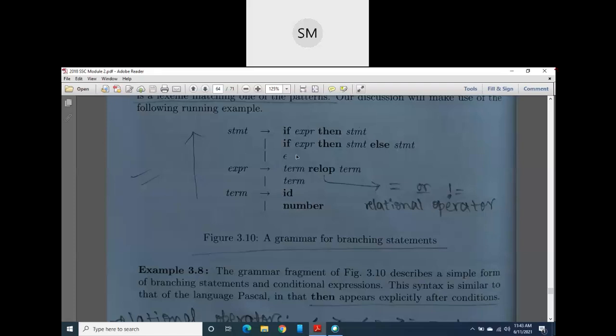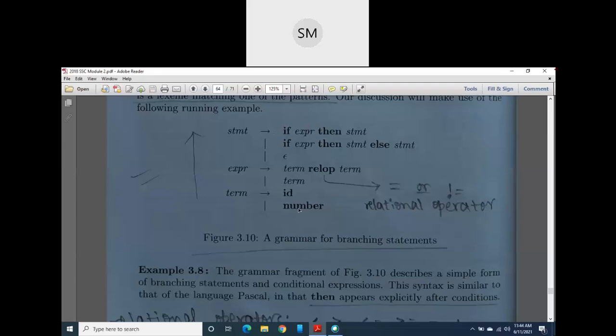And now the question is, what is expression? Again, expression can take these 2 forms: term, relational operator, term, or else it may be simply term. Then what do you mean by term? Term may be identifier or term may be number.